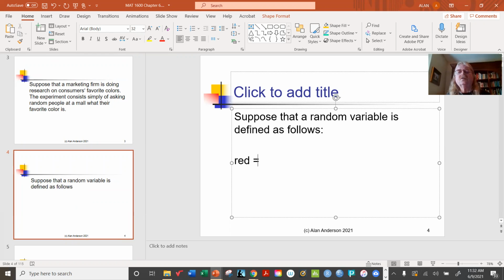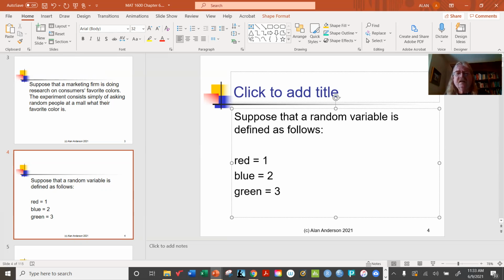Okay, red equals 1, blue equals 2, green equals 3, et cetera, et cetera. That would be a very simple example of a random variable. Literally, all it's doing is taking all the possible outcomes of our experiment and assigning them numbers. And usually numbers are easier to work with than colors. Now, in a case like this, it doesn't make that much of a difference, but there are other cases where it makes things so much simpler.